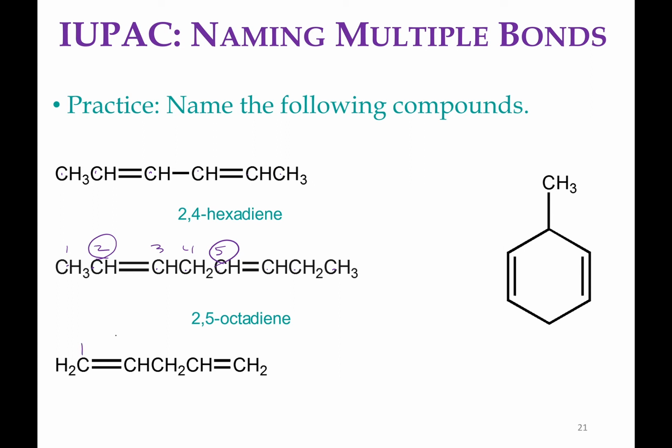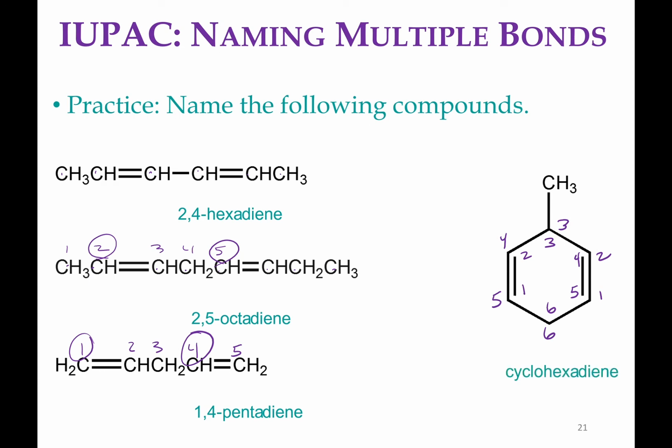Here we have 1, 2, 3, 4, 5. So we're going to have 1,4-pentadiene. Pentadiene, and those 2 enes are at 1 and 4. Next one we have the choice of doing 1, 2, 3, 4, 5, 6, or 1, 2, 3, 4, 5, 6. Either way, you get the same answer. Since it's a diene, we do have to number this. It's going to be cyclohexadiene.